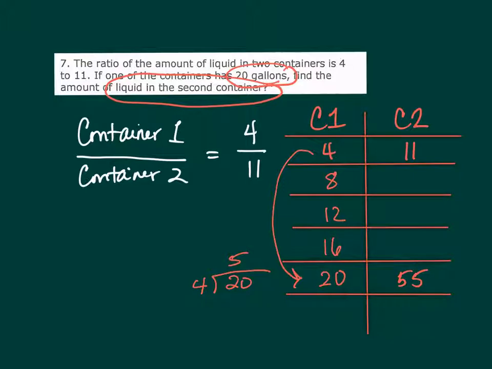So when it's 8, it would be 22. When it's 12, it would be 33. When it's 16, it would be 44. And when it's 20, it would be 55. So the answer is that if one container has 20, then the other one has 55.